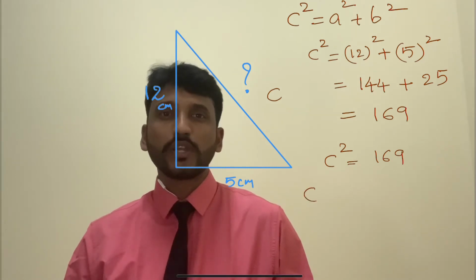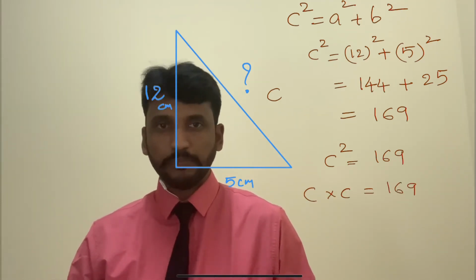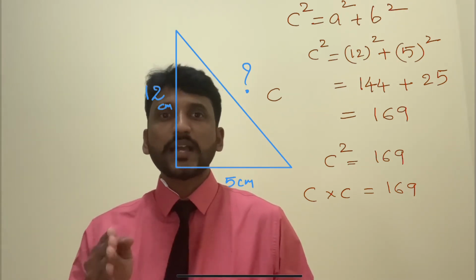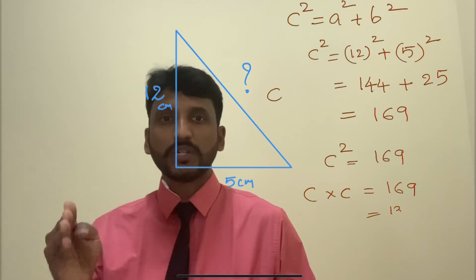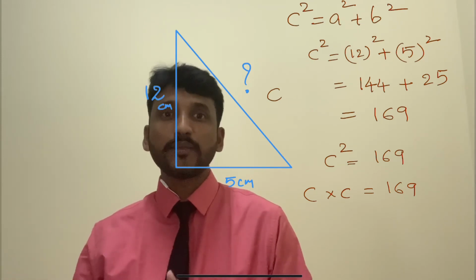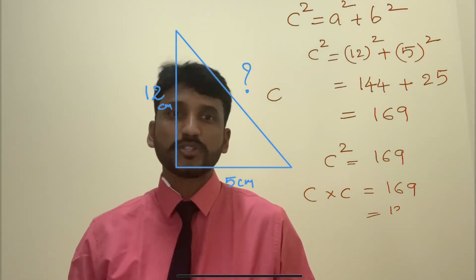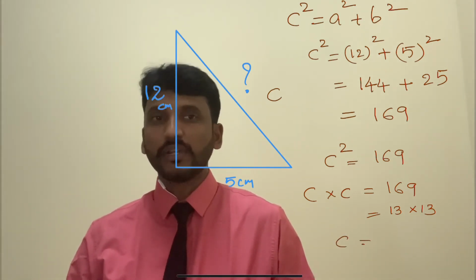Just pause the video here and try to understand. C square is nothing but C times C. So C times C equals 169, which is 13 times 13. If C times C is 13 times 13, then obviously C equals 13. So the length of the hypotenuse in this example is 13.